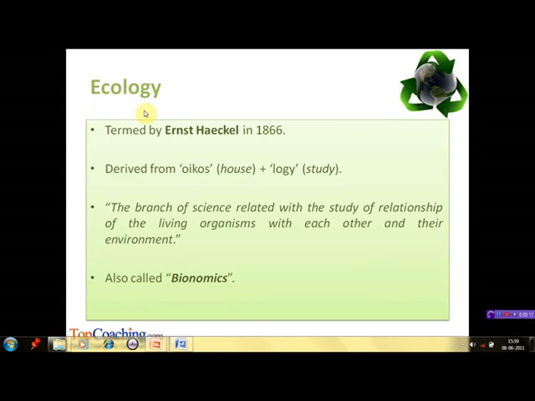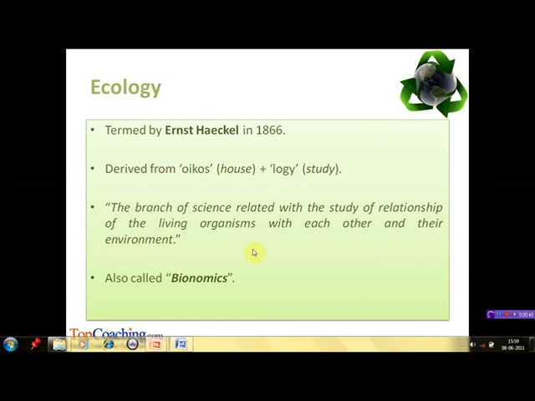The term ecology was first used by a German biologist, Ernst Haeckel, in 1866. This word ecology has been derived from the combination of two words. The first word is oikos, which means house in Greek, and the second word is logi, which means study. So we can define ecology as that branch of science which is related with the study of relationship of the living organisms with their environment and also with each other.